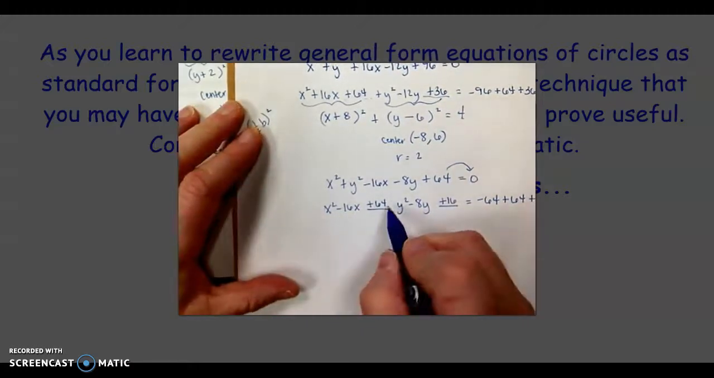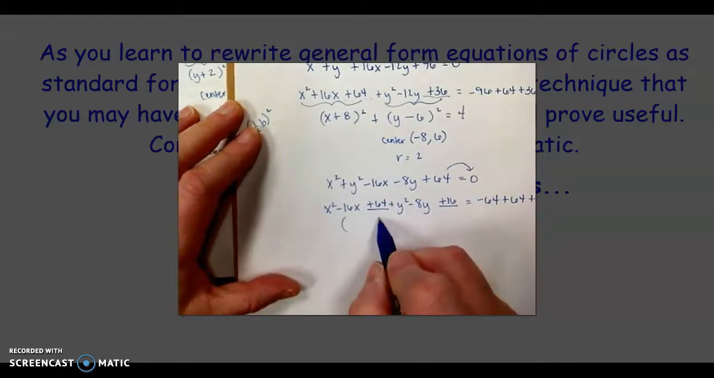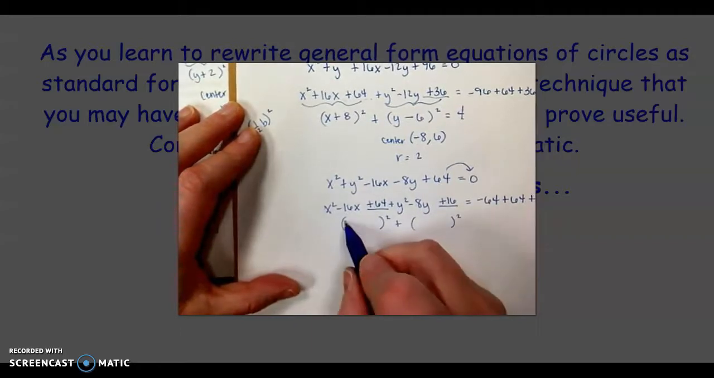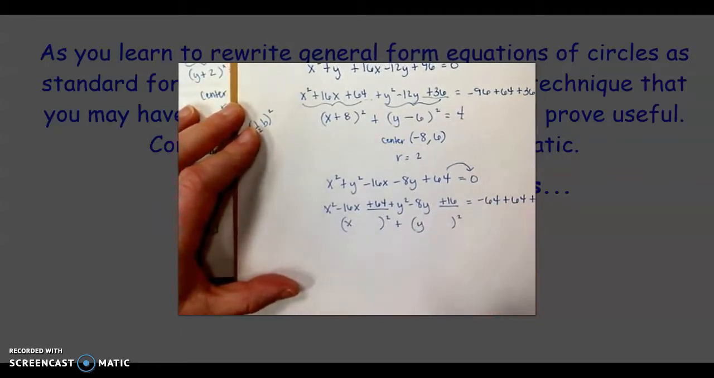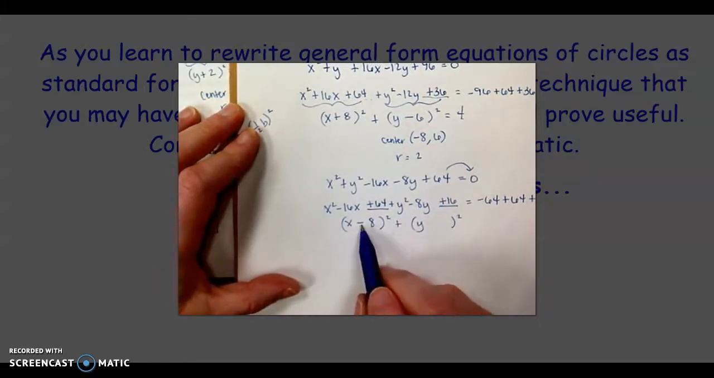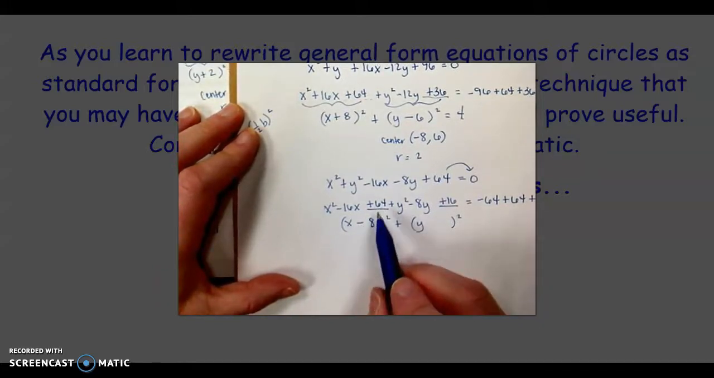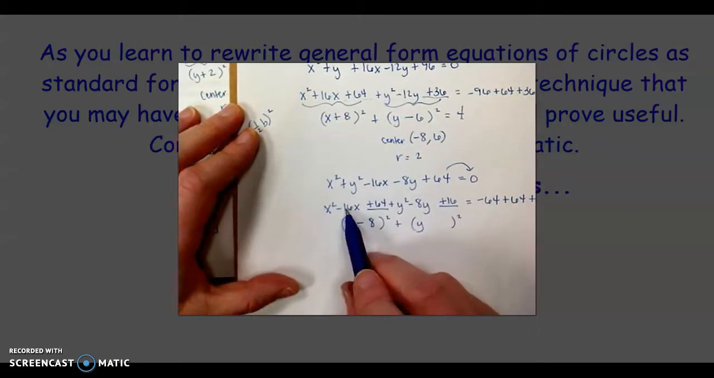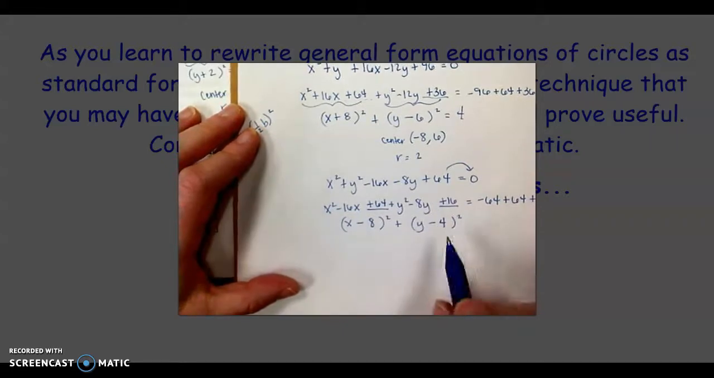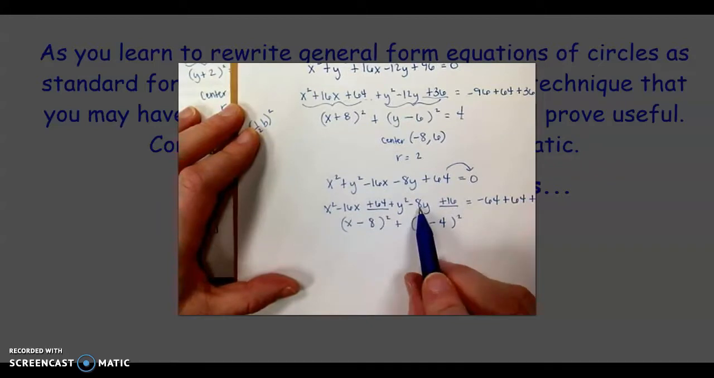Now I'm ready to, I should have a plus right there, factor these two perfect square trinomials, the first one with an x, the second with a y. Remember, this number is simply half of b. Whatever sign b has will be your sign here. Half of negative 16 is negative 8. Negative 8 times negative 8 is positive 64. Negative 8 plus negative 8 is negative 16. Half of negative 8 is negative 4. Negative 4 times negative 4 is positive 16. Negative 4 plus negative 4 is negative 8.